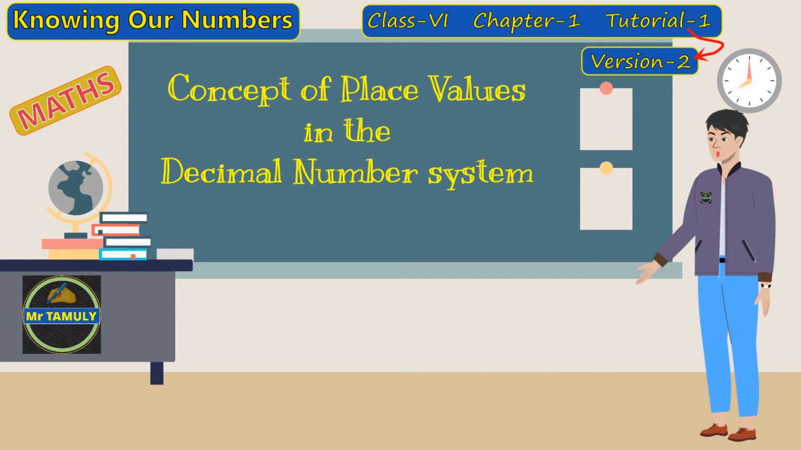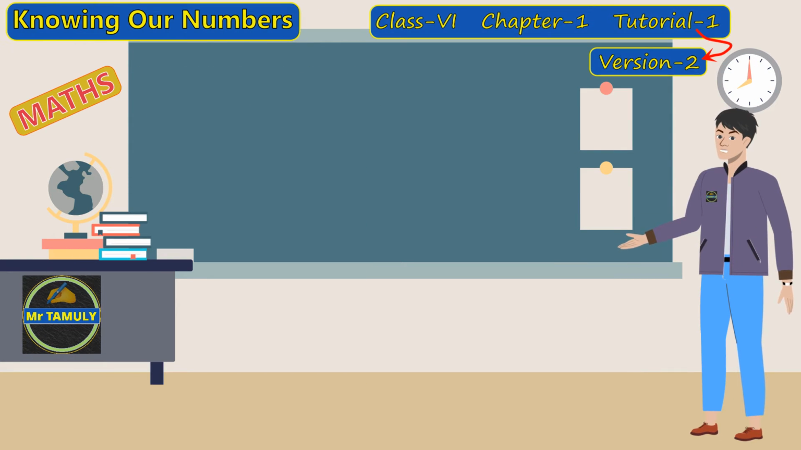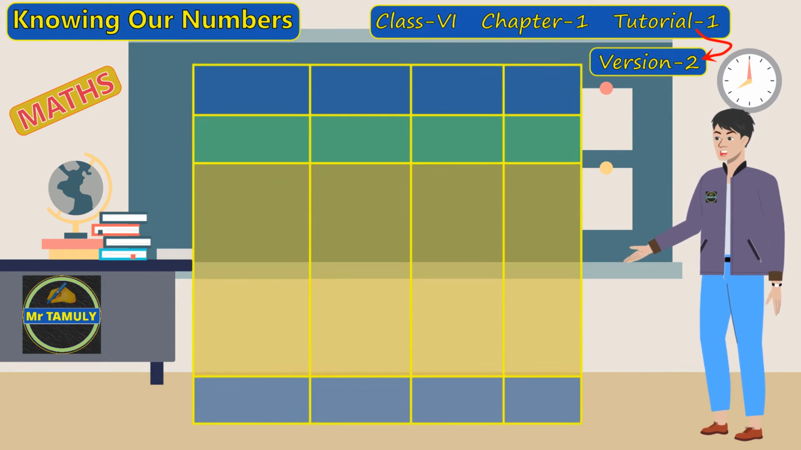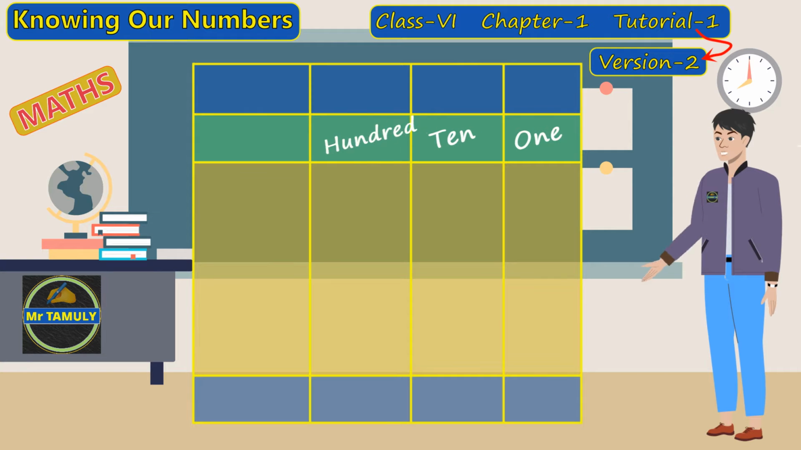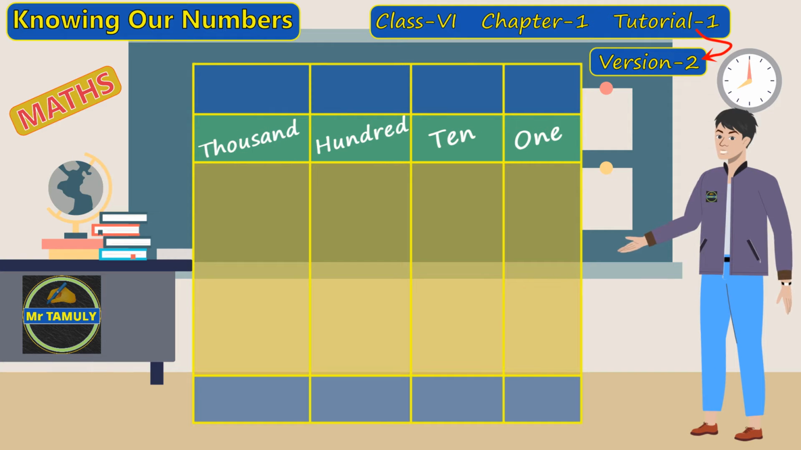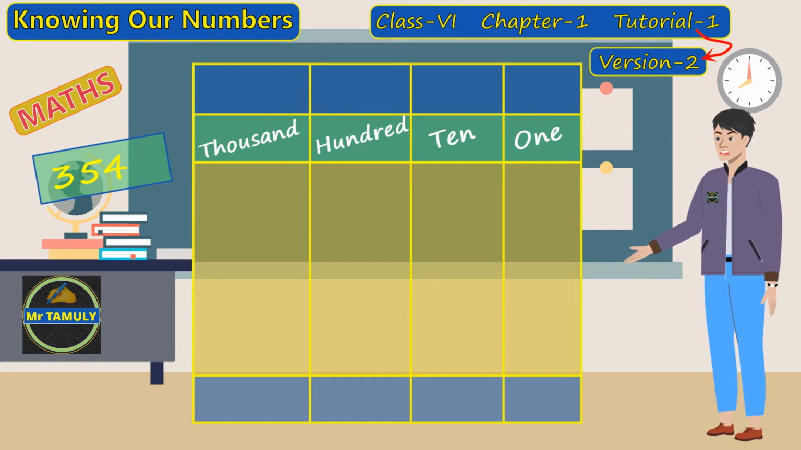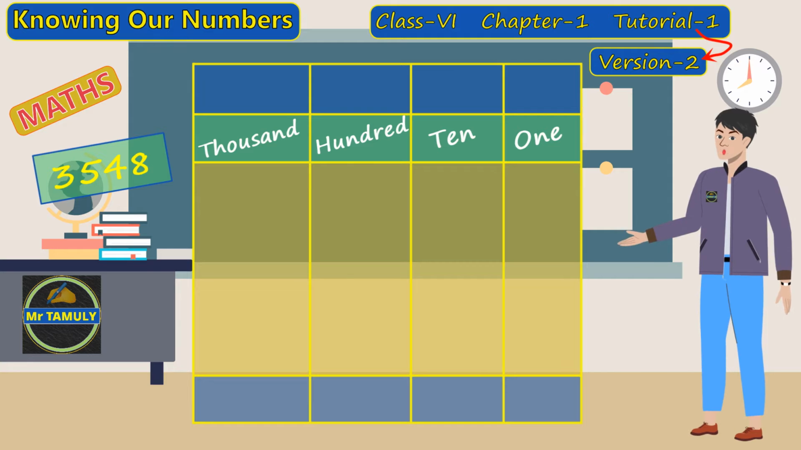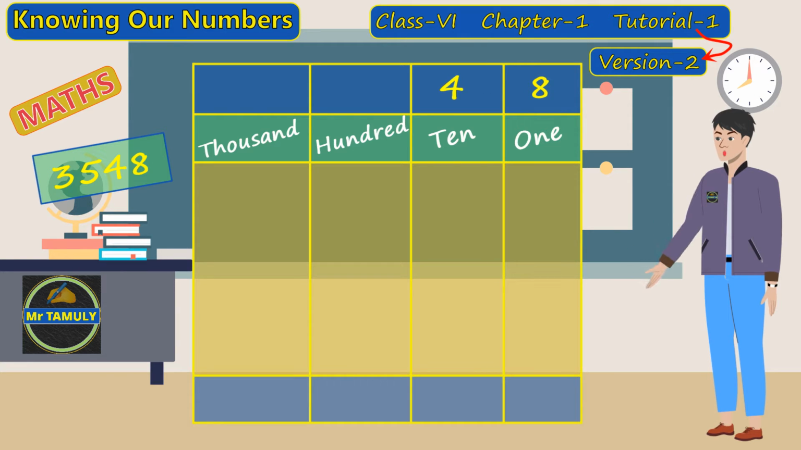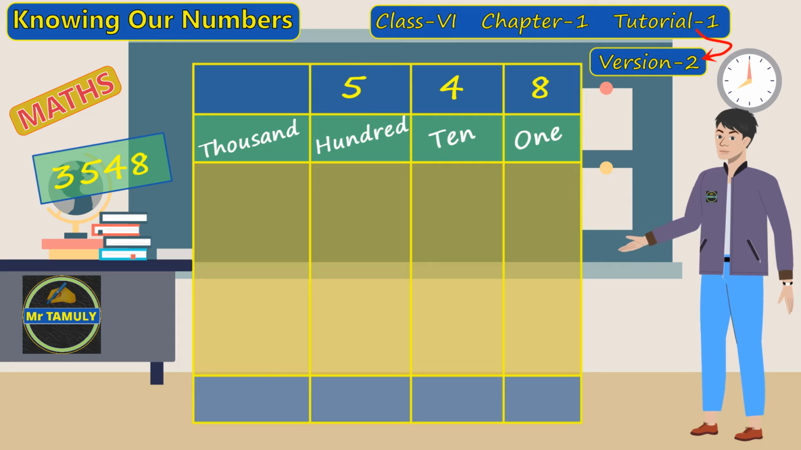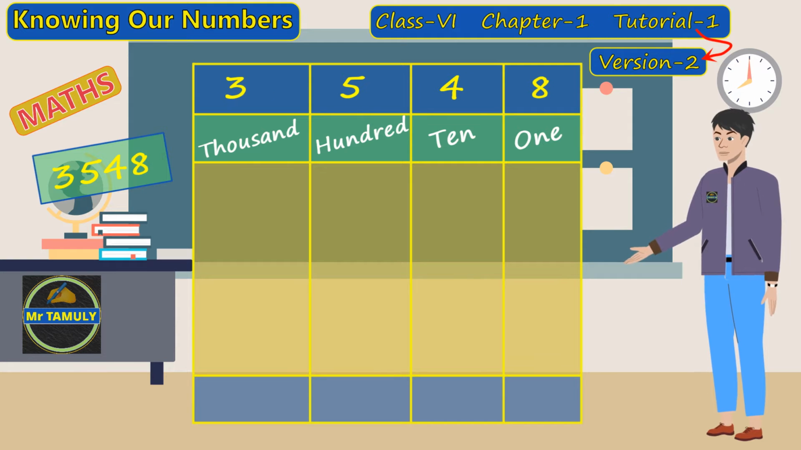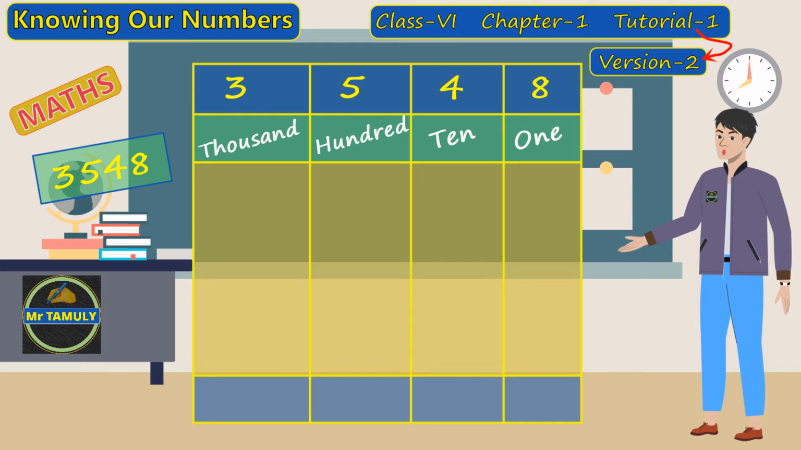So let's get cracking. You would know from what you have learned in 4th and 5th standard, the place values 1, 10, 100, 1000, etc. For example, in the number 3548, the place value of the digit 8 is 1, the place value of the digit 4 is 10. The place value of the digit 5 is 100, and the place value of the digit 3 is 1000. Let us try and consolidate our understanding of these place values.